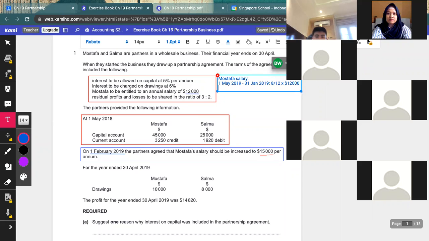Okay, and then from 1 February 2019 until our accounting period ended on 30 April 2019. So until 30 April 2019, February, March, April, 3 months only. 3 over 12 times 15,000. Now that's how you calculate the total salary of Mustafa.